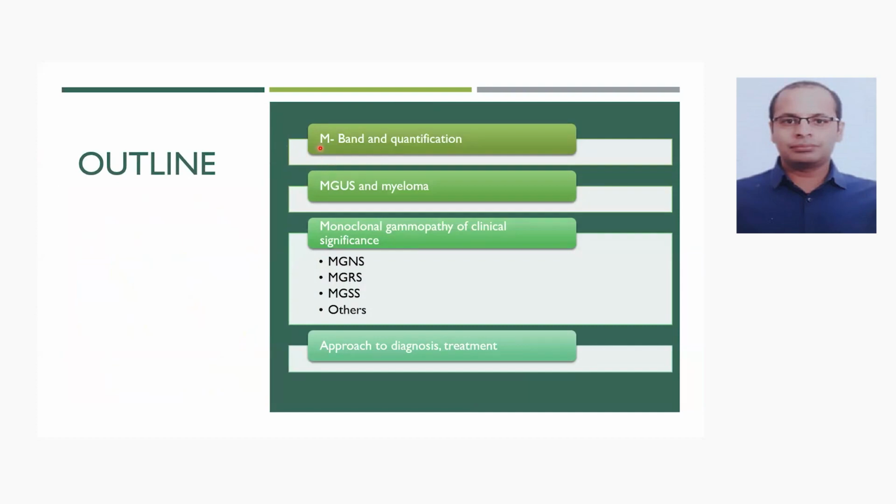This is a brief outline of my talk. I will start with the M band quantification and techniques, discuss briefly about MGUS and myeloma, and various types of monoclonal gammopathies of clinical significance. What I want to say is that we'll be discussing more about approach to diagnosis and treatment rather than treatment details in any of these entities. And I won't be covering myeloma and smoldering myeloma, for the interest of time, and just going over the overview to approach of these patients.